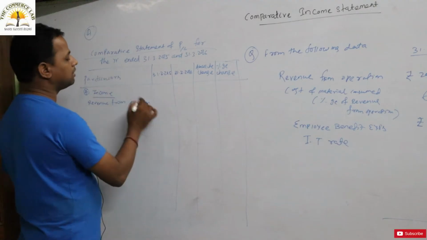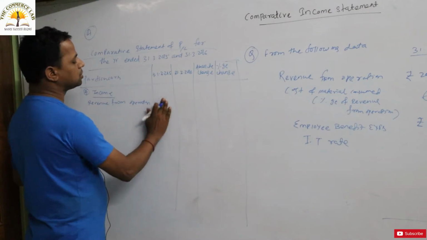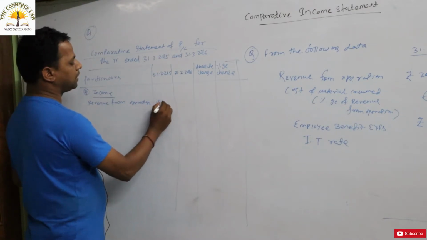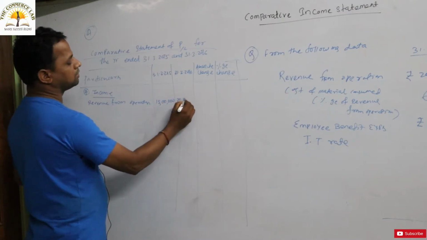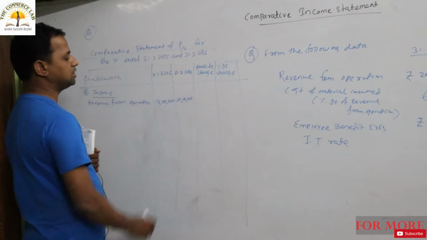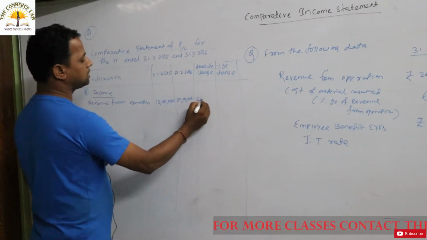To write? You have to write the previous year first, so that we can know what is the change. So I have to write 15 lakhs. Then for this particular 31st March 2016, that is 20 lakh. How much is the absolute change? The change is 5 lakh.